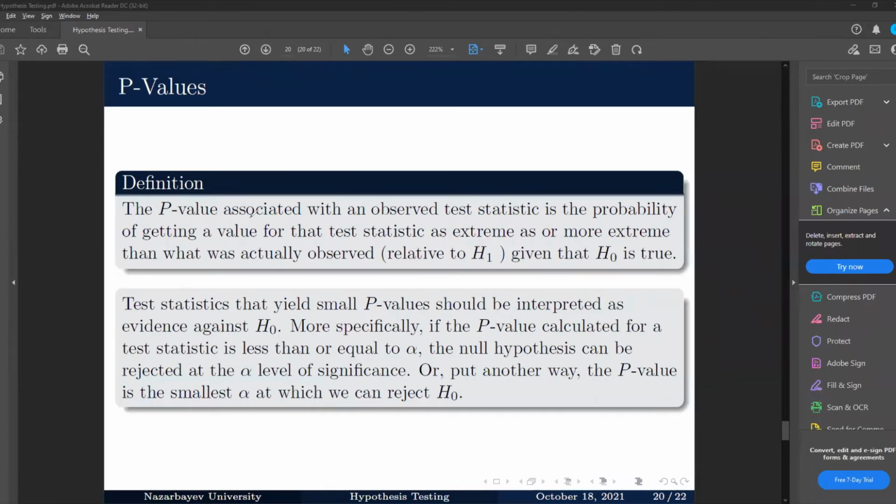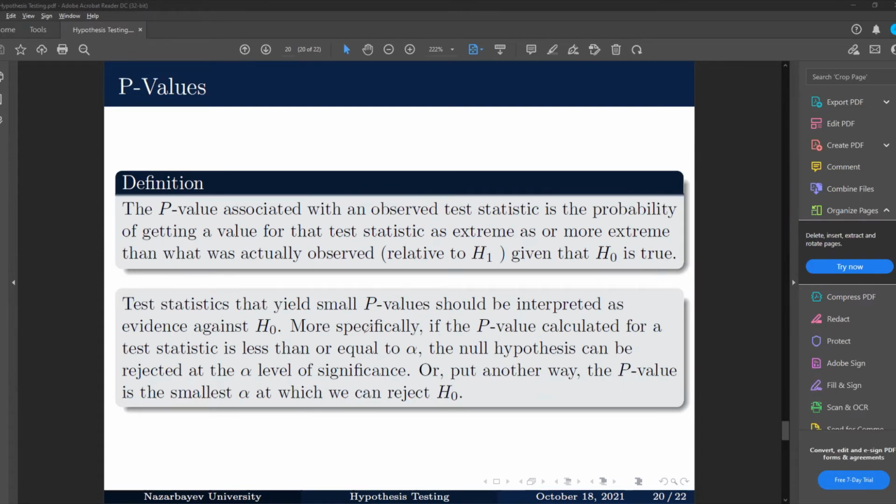So the p-value associated with an observed test statistic is the probability of getting a value for that test statistic as extreme or worse than was actually observed, relative to the alternative hypothesis, given that the null hypothesis is true. So test statistics that yield small p-values should be interpreted as evidence against H naught. Meaning that if you get small p-values, then you should reject your null hypothesis.